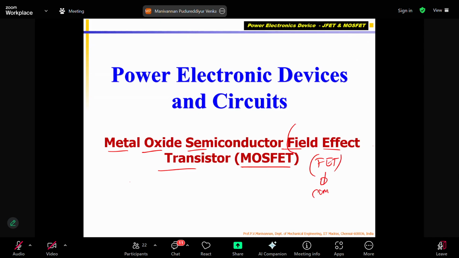FET can be used as an amplifier, similar to a transistor. MOSFET can be used as a transistor amplifier. All three can be used as amplifiers or power drivers. Power drivers have high current and high voltage, so they are used for actuating a bigger device like a motor or solenoid, which requires kilowatts of power. So MOSFET is prefixed with three more words: metal oxide semiconductor. If you take the first letters alone, it is called MOSFET. We'll see what a MOSFET is.